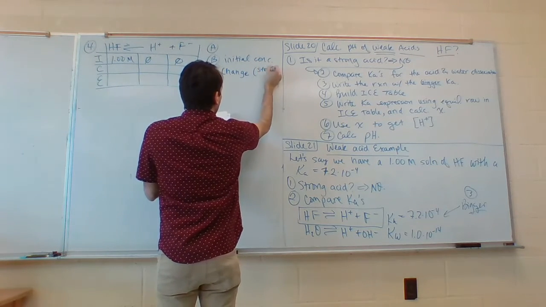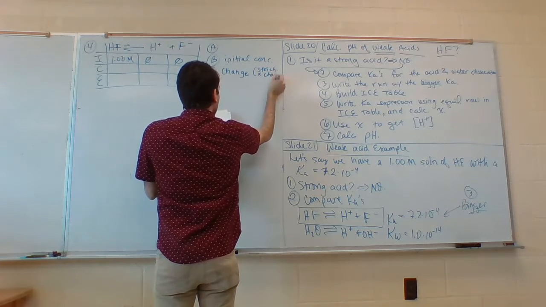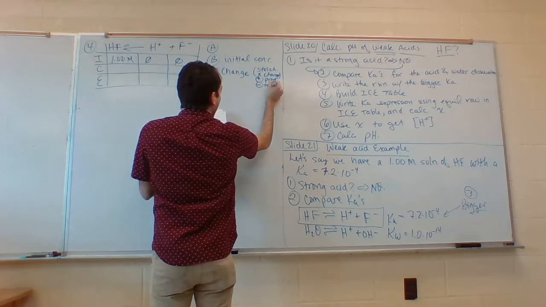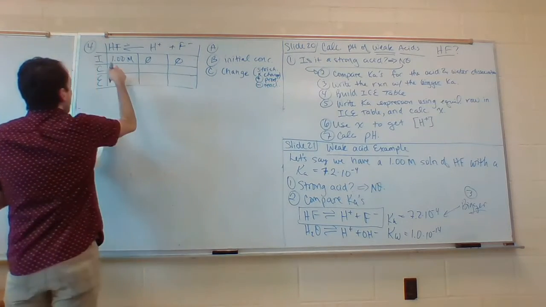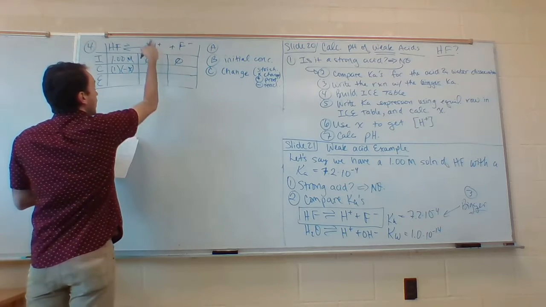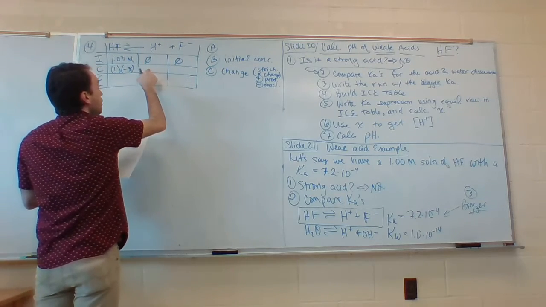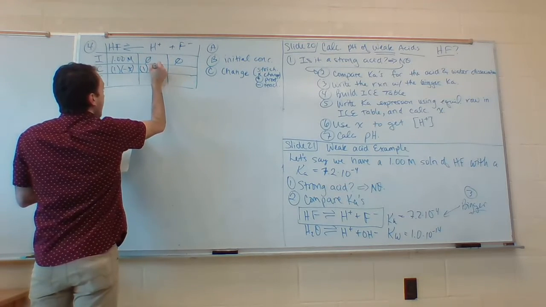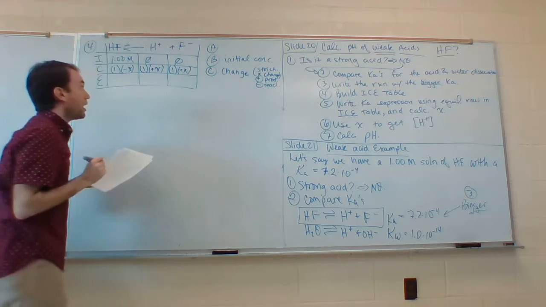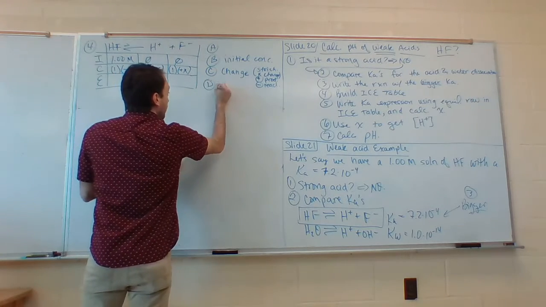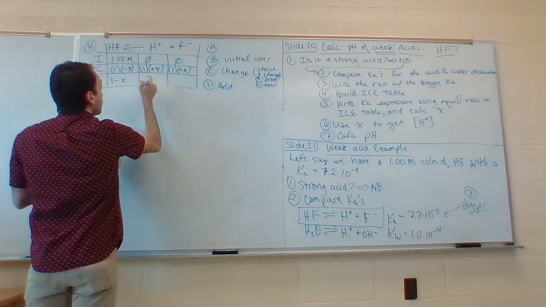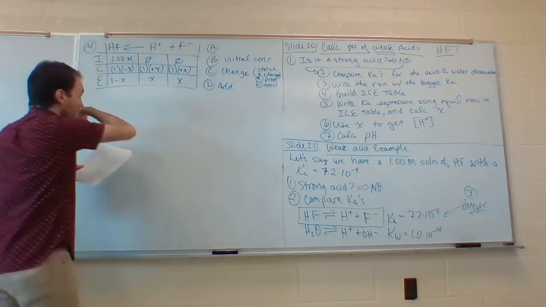which was our stoichiometric coefficient times our change. And remember, it was plus for products and minus for reactants. So here we have our stoichiometric coefficient of 1 times negative x because it's a reactant. This is now a product, because it's to the right side of the arrows. So this is a stoichiometric coefficient of 1 times a positive x because it's a product. Then lastly, we add them up. So we have 1 minus x, we have 0 plus x, and we have 0 plus x.